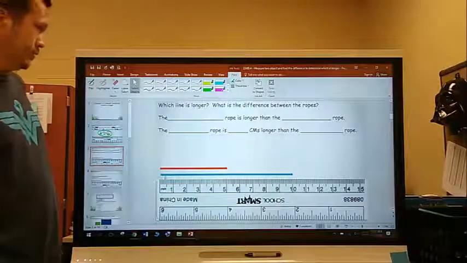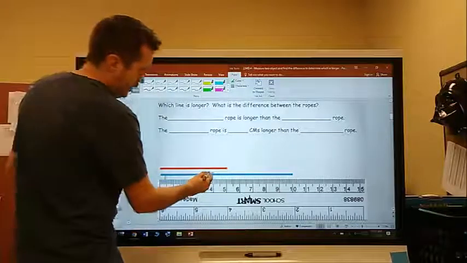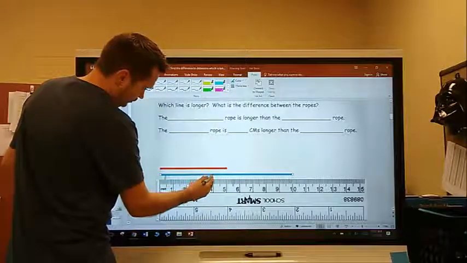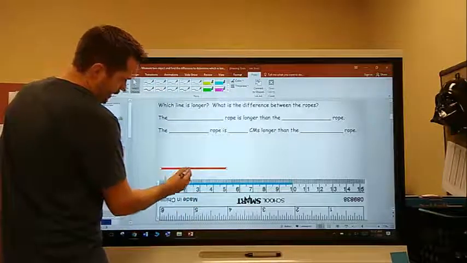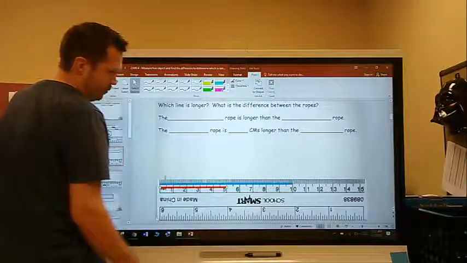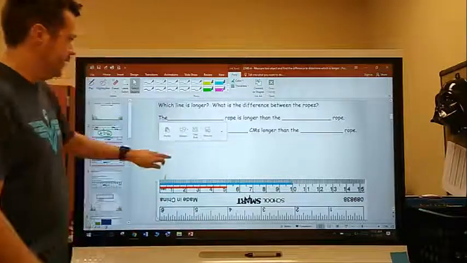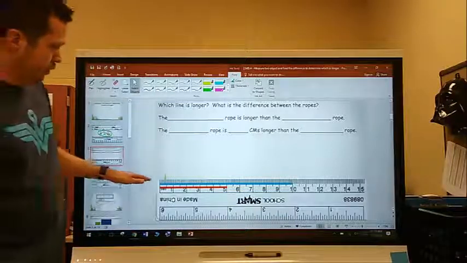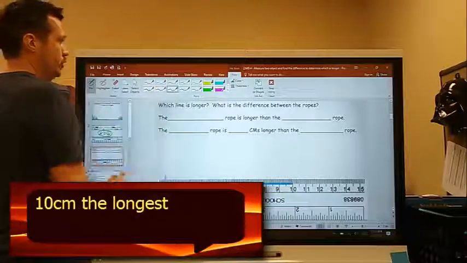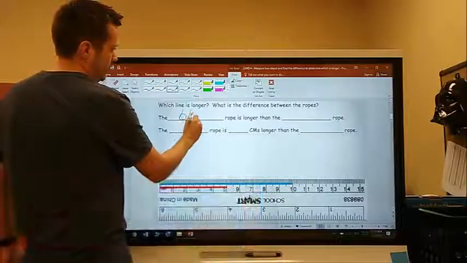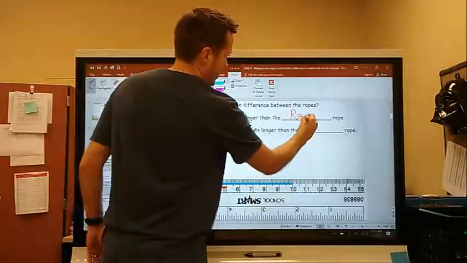So here we have some more ropes. We're going to do the same problem that we just did before. So the first thing I need to do is figure out which one is longer. I'm going to go ahead and slide my blue rope down, make sure it's at the 0 line, and then I'm going to grab my red rope, and this time we're measuring in centimeters, so it is a little bit different. Last one was inches, now we're measuring on the centimeter side of the ruler, okay? So my blue rope is 10 centimeters, so that is my longest one. So the blue rope is longer than the red rope.